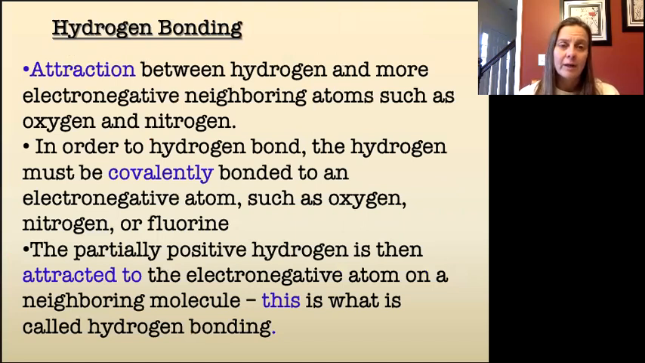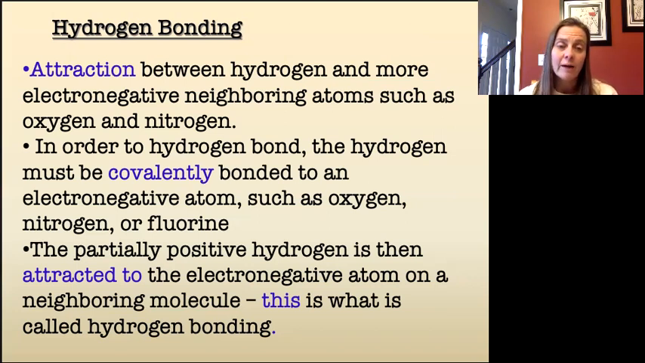All right, let's talk about each of these types of intermolecular forces. And we'll start with the strongest, and that's hydrogen bonding. So hydrogen bonding, as its name implies, has to have hydrogen present. So hydrogen bonding results from the attraction between hydrogen and its more electronegative neighbors like oxygen and nitrogen. Remember, not a bond, despite its name, it's an attraction.